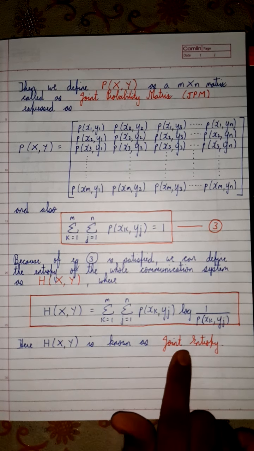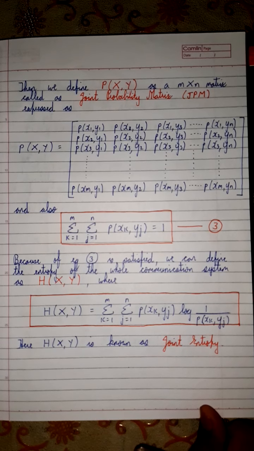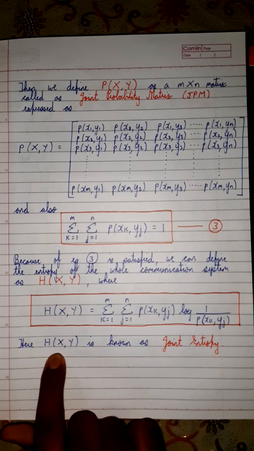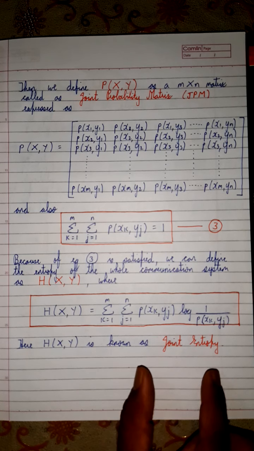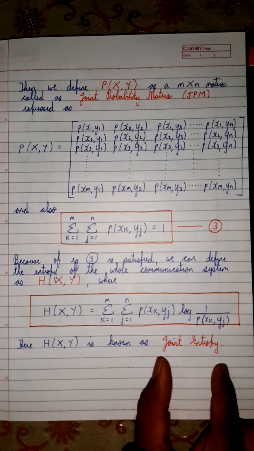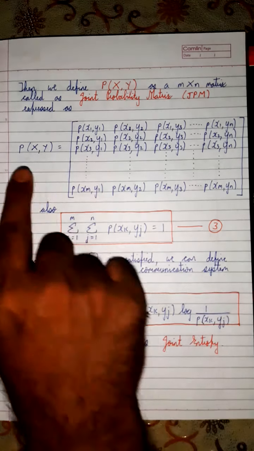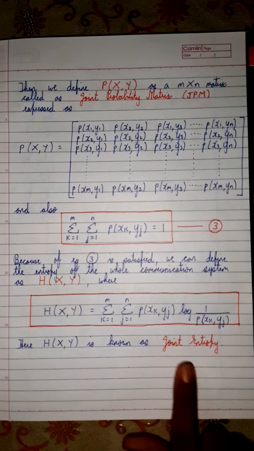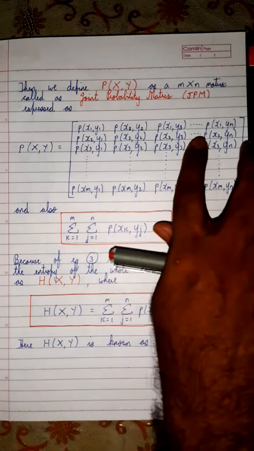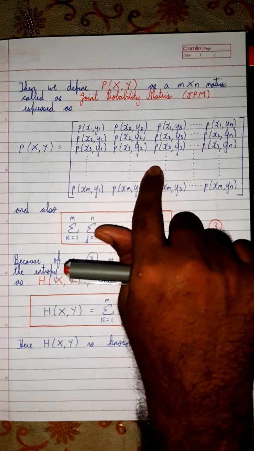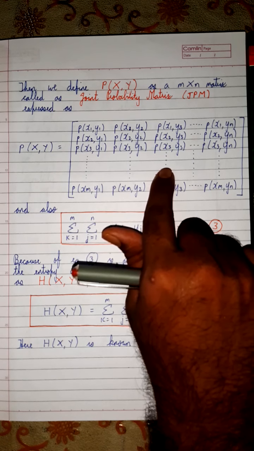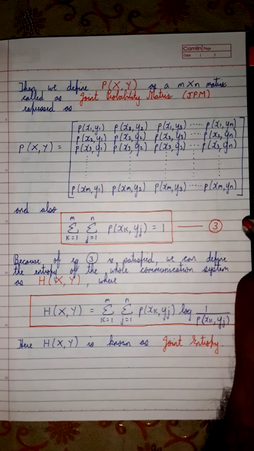H of xy is known as the joint entropy. So far you have learned about H of x, then H of y, and now H of xy. It is called joint entropy because it is the entropy of the joint probability matrix. This covers the entire communication system, because it defines the possibility of every transmitted symbol with respect to every received symbol.